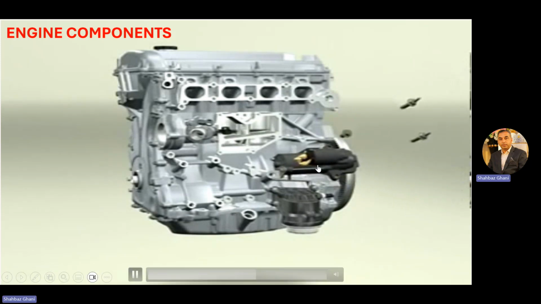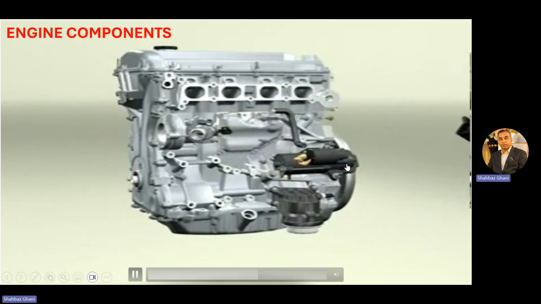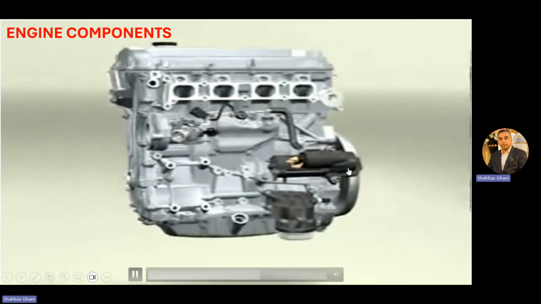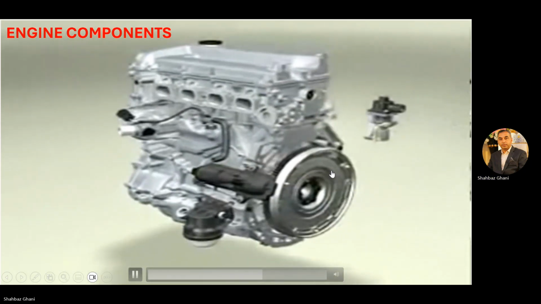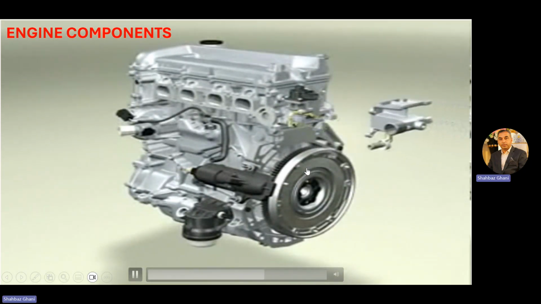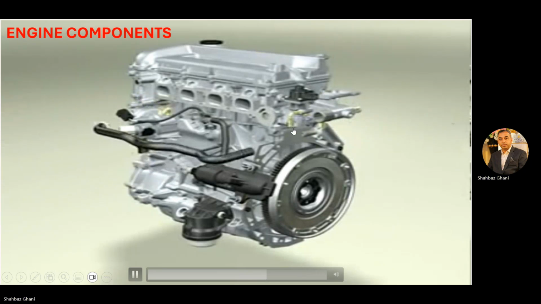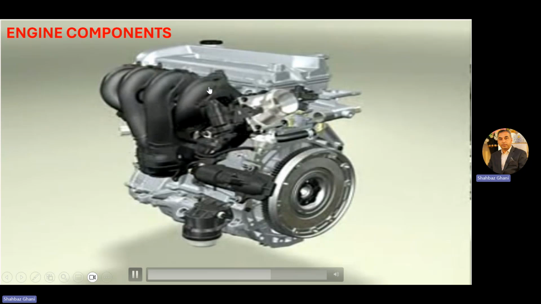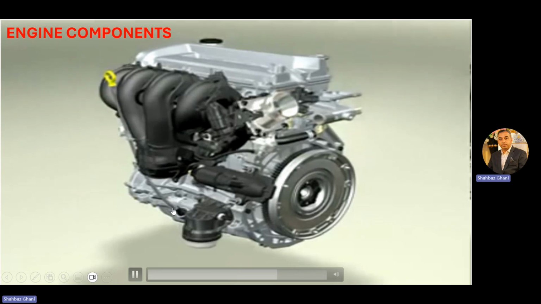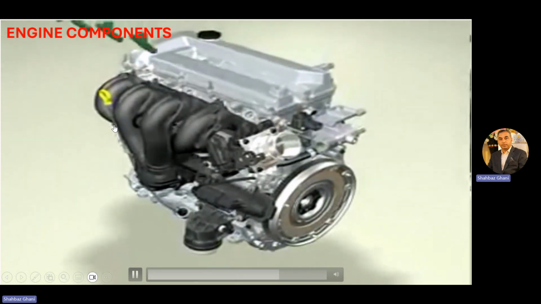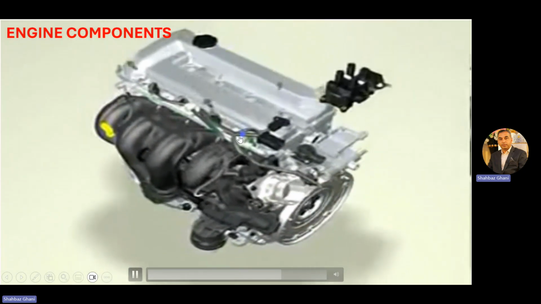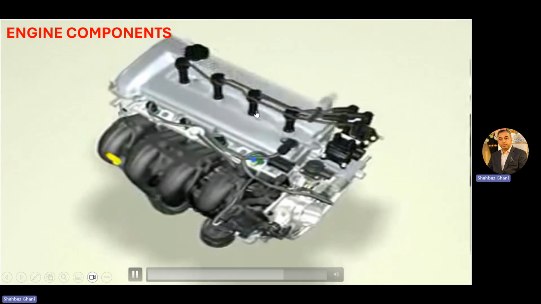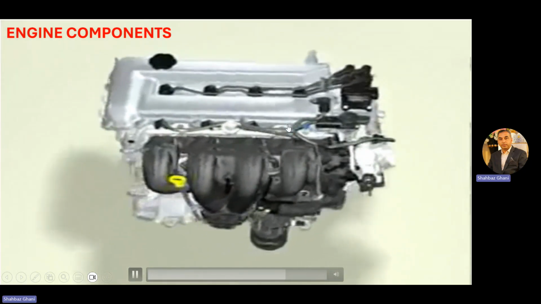It stores all the oil of the engine. Then other accessories, this is the starter, right? The flywheel, and the other accessories. Now we have here the intake manifold. Okay. This is the carburetor. This is the oil dipstick, and with the help of the dipstick, we measure the oil level. Then fuel injectors and the spark plug station. Okay.